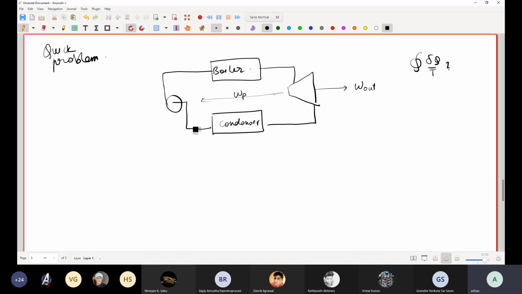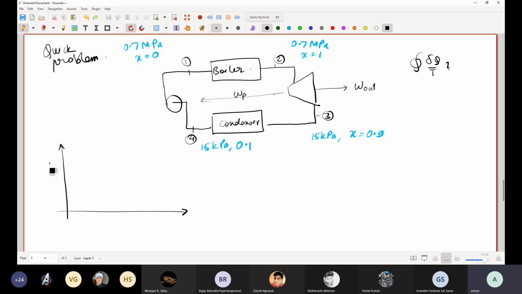And the conditions that are given are, if I call this 4, and this 1, 2, 3. At 1, it is given as 0.7 megapascal, x equal to 0. At 2, it is given as 0.7 megapascal, x equal to 1. At 3, it is given as 15 kilopascal, x equal to 0.9. And at the condenser, it is given as 15 kilopascal, 0.1 quality.